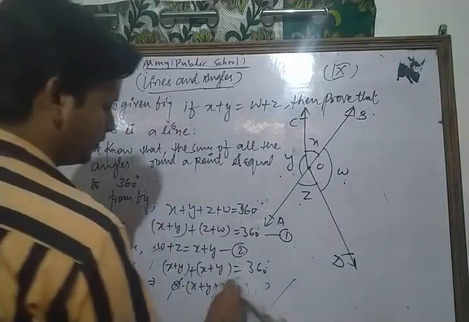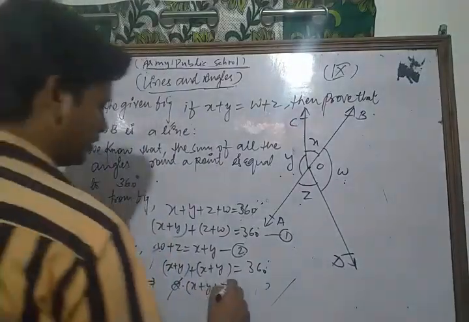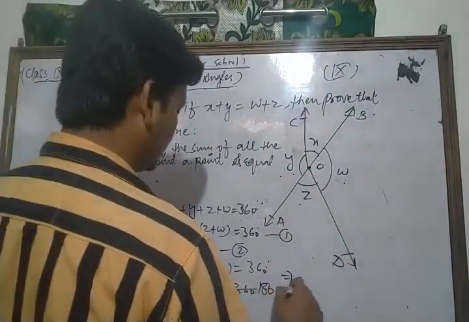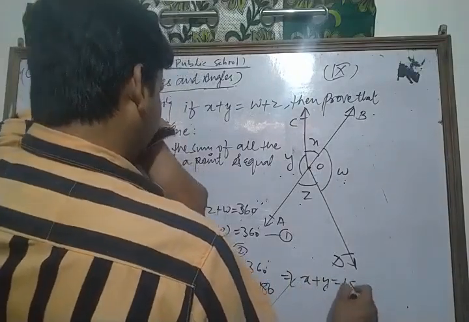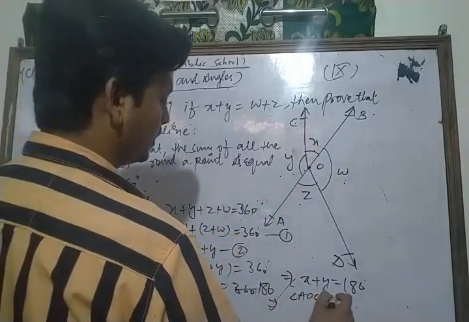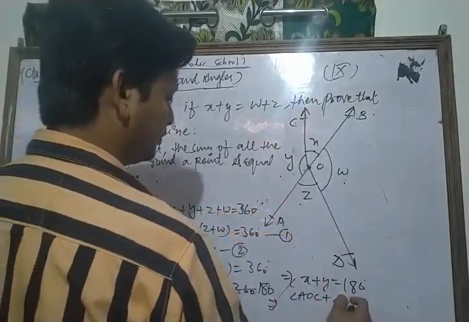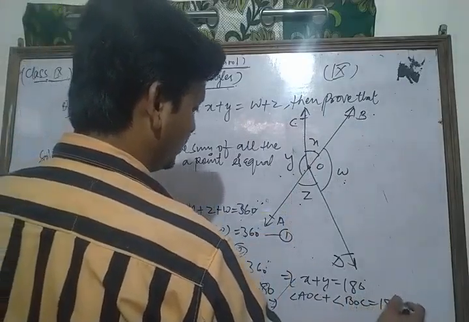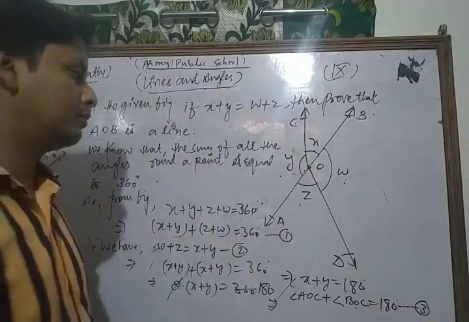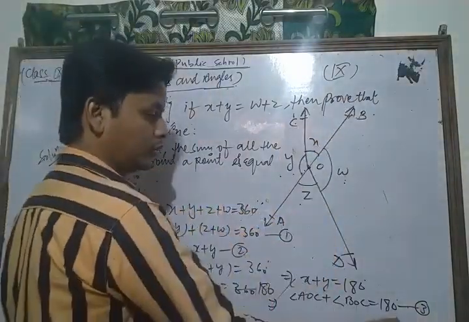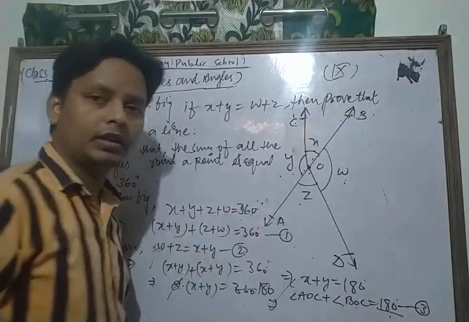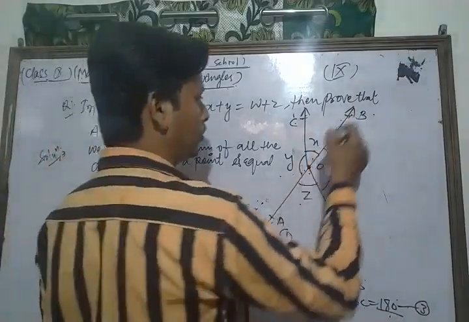So from there, we cancel the 2. This is 180. So we get x plus y is equal to 180. So x is angle AOC plus y is angle BOC is equal to 180. Take this as equation 3. Thus, dear students, if the sum of angle AOC and angle BOC is equal to 180, then we can say they form a linear pair. So OA and OB are opposite rays. So in this condition, AOB is a straight line.